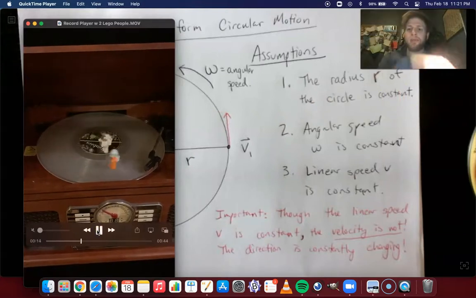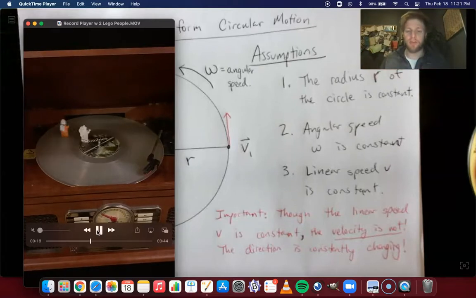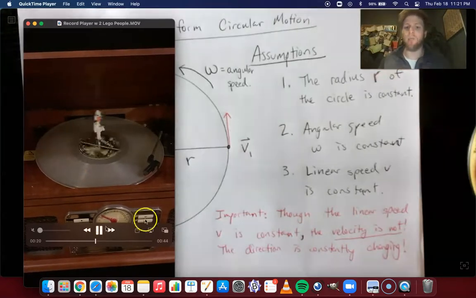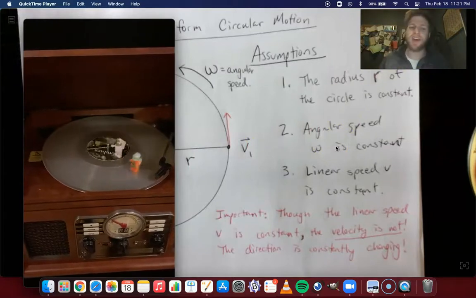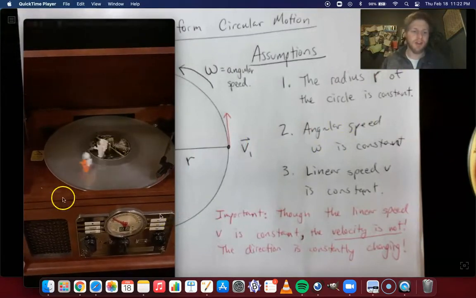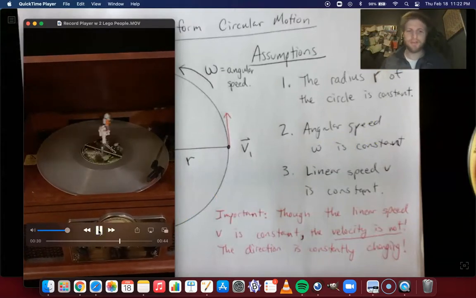Next, the angular speed. How fast are they moving around in a circle? Or in other words, how much angle are they going through each second? That's the omega, that funny new symbol. We'll define units and stuff in a moment, but it's constant here. In fact, if it wasn't constant, what you'd hear is the record would be going up and down in pitch.